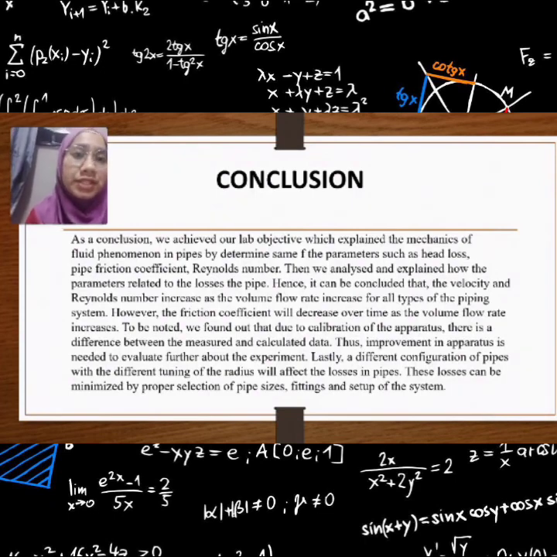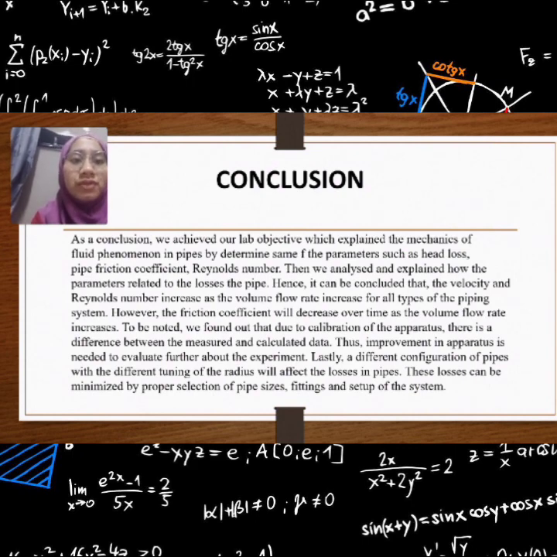As a conclusion, we achieved our lab objective, which is to explain the mechanics of fluid phenomena in pipes by determining some of the parameters such as head loss, pipe friction coefficient, and Reynolds number. Then we analyzed and explained how the parameters relate to the loss in the pipe. Hence, it can be concluded that the velocity and Reynolds number increase as the volume flow rate increases for all types of piping system. However, the friction coefficient will decrease as the volume flow rate increases.